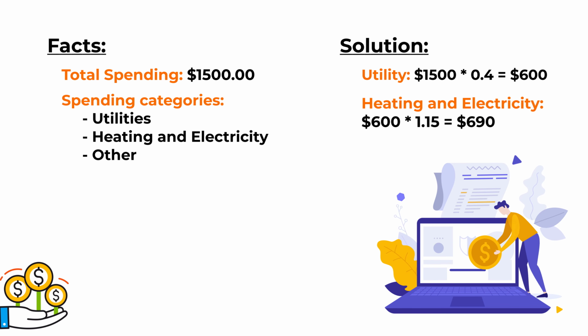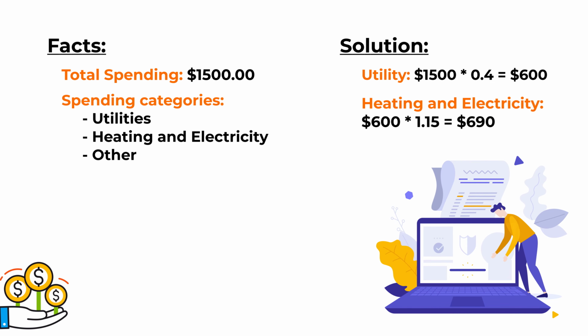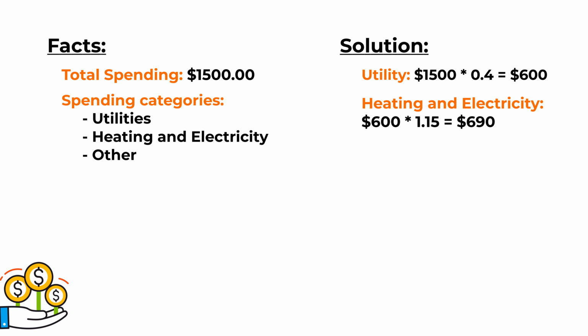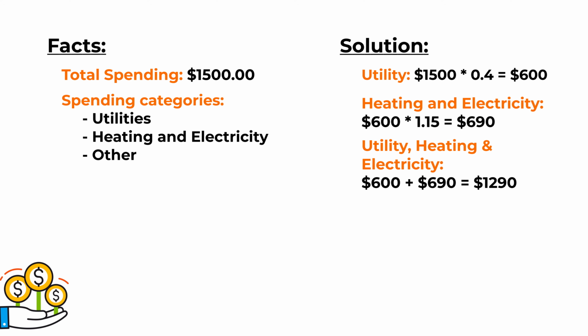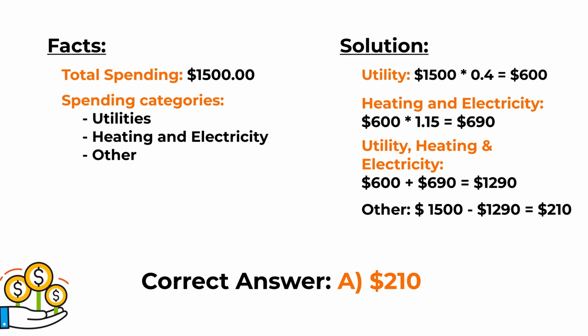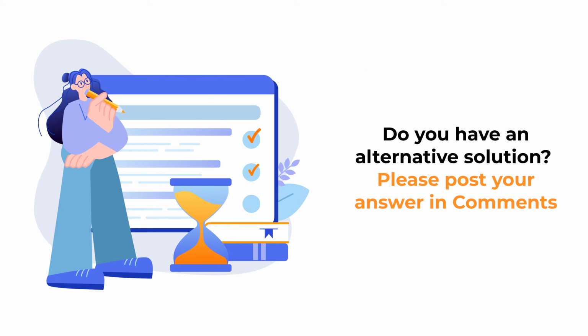So to calculate heating and electricity, we need to multiply 600 by 1.15, and the end result of this would be $690. To calculate utility, heating, and electricity spending together, we need to add 600 and $690. And the end result of this calculation will be $1,290. So the other spending category would be calculated as a subtraction of $1,290 from $1,500 and would be equal to $210. So the correct answer here is choice A, $210. Hopefully you've nailed this question and now know how to answer similar problems on the test.